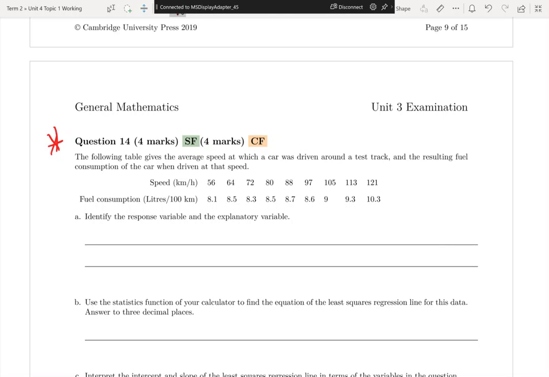The following table gives the average speed at which a car was driven around a test track and the resulting fuel consumption when it was driven at that speed. So 56 k's an hour, it had 8.1 litres per 100 kilometres, so on and so forth. Identify the response variable and the explanatory variable. Where do we compare response and explanatory? Yeah. And when did we learn about that? What topic in? We did learn about it last term. So are we talking about sequences, Earth geometry, time series, or bivariate data?